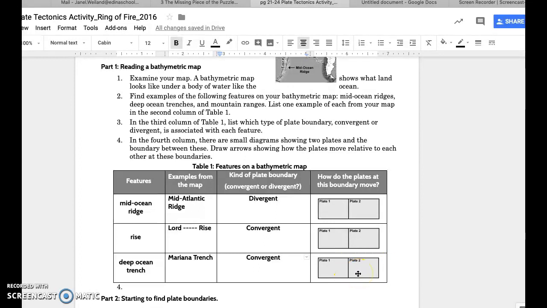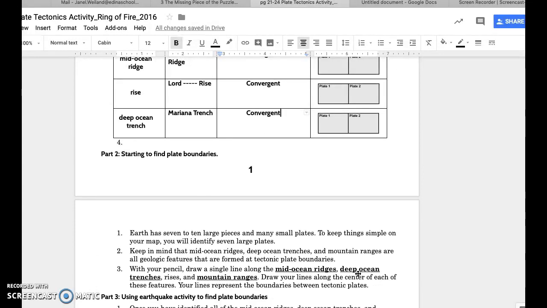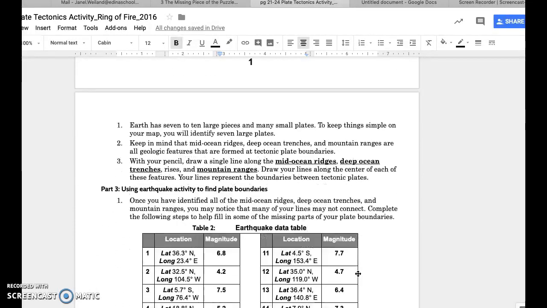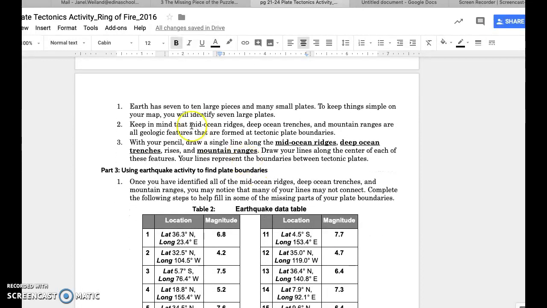All right, so now that we know what kind of features are on our map, we're going to continue on to the next page. So now it says at the top, Earth has 7 to 10 large pieces and many small plates, like tectonic plates. But to keep things simple, we're going to only focus on the 7 large tectonic plates. It says, keep in mind that our mid-ocean ridges, the trenches, and the mountain ranges are geologic features that form at the boundaries of these plates, where the plates are meeting up.